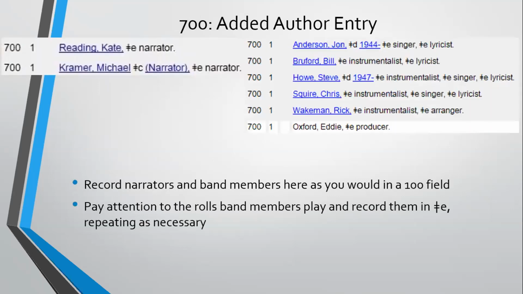So 700 fields for your added authors. We're going to include added entries for all of the other people that worked on this item who aren't a creator. Just the same as you would with any other type of material. So narrators get an entry here, and then also band members from the example we have with the band Yes, all have their own entry here, and the role that they play is also included. And you can repeat these for however many people you have.